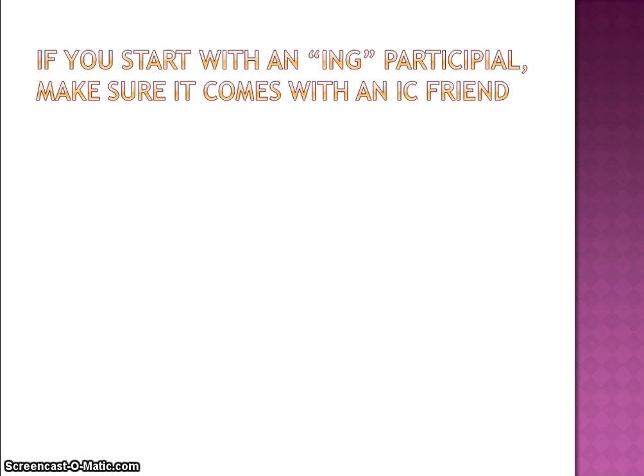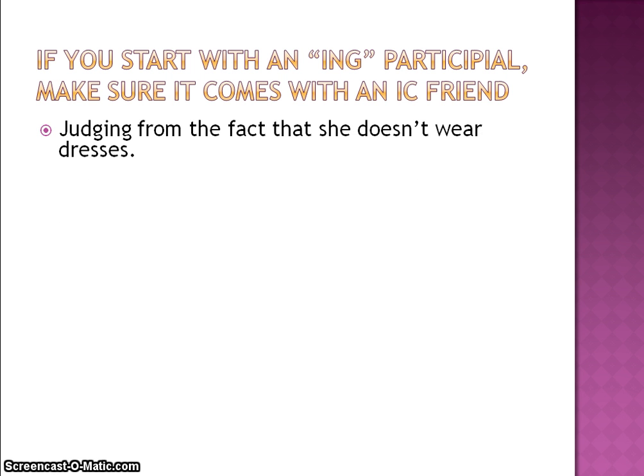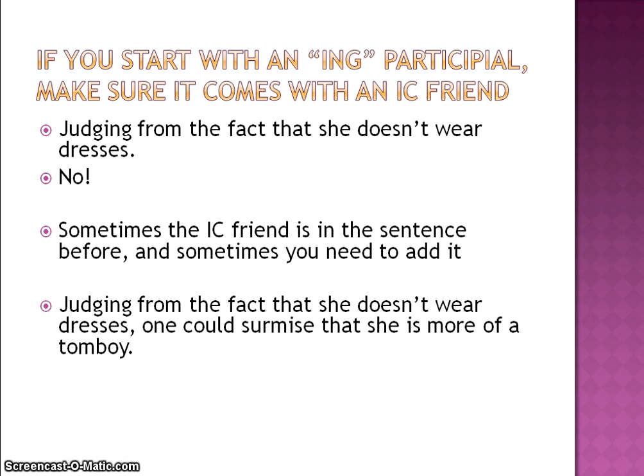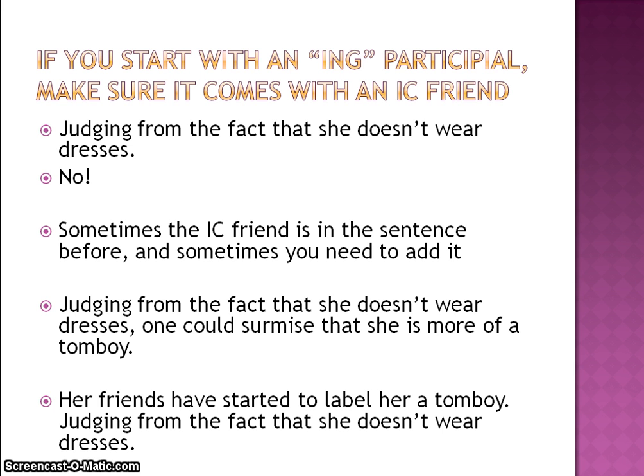If you start with an ing participial, make sure it comes with an IC friend to that party. Judging from the fact that she doesn't wear dresses. Again, you've let your participial go to the party alone. Really not cool. So, sometimes the IC friend is in the sentence before, and sometimes you need to add it. Judging from the fact that she doesn't wear dresses, comma, one could surmise that she is more of a tomboy. Here, I added it to the end. But it's possible it was simply in the sentence before. Her friends have started to label her as a tomboy, judging from the fact that she doesn't wear dresses. Now, this is still incorrect. You would need to put a comma in between these two sentences so that the IC is friends with the participial, and the participial does not go to the party alone.